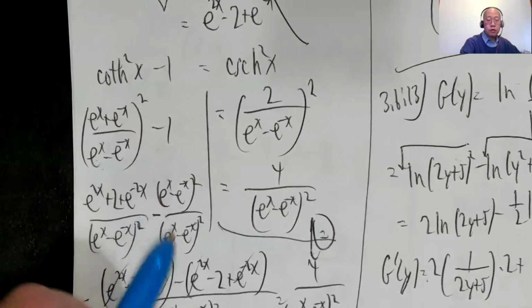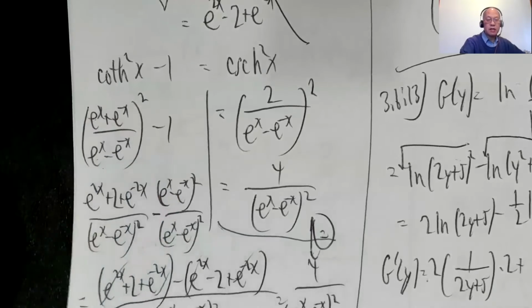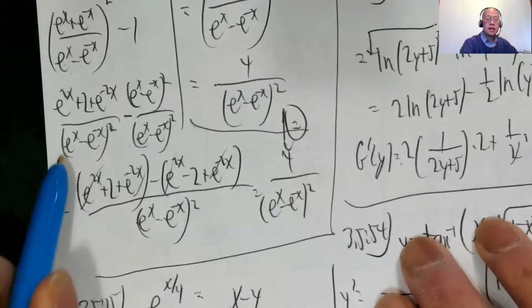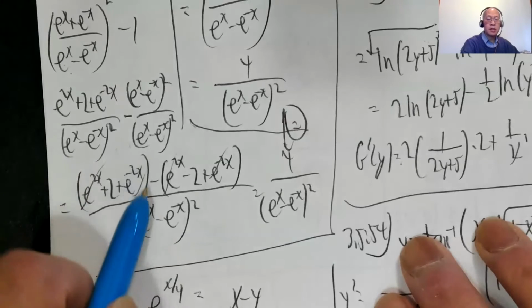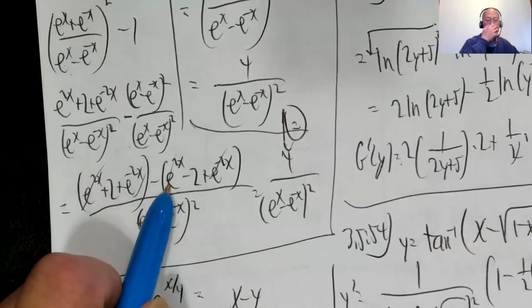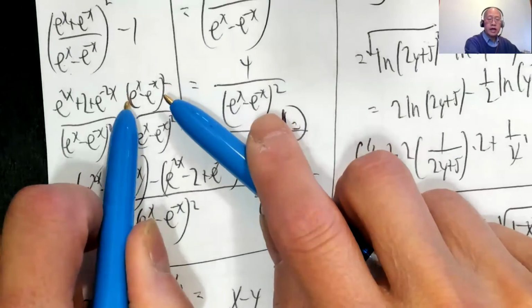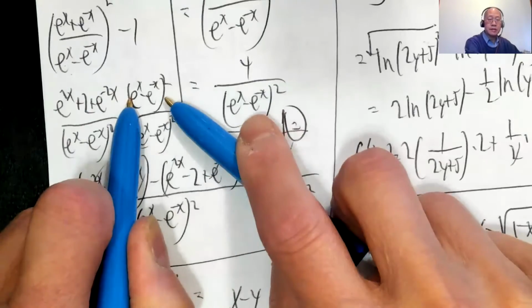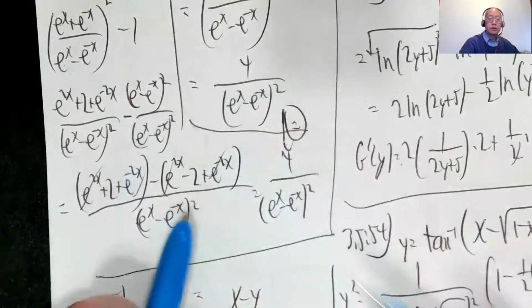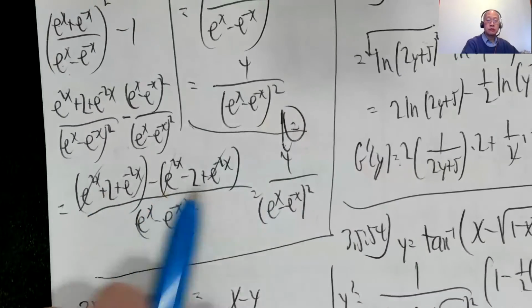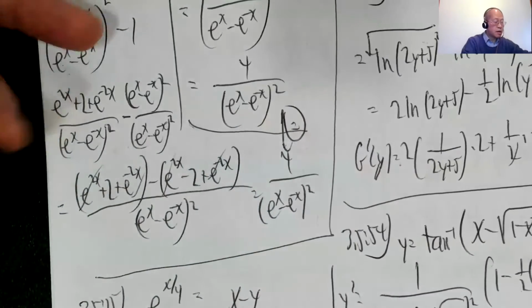This is 1 in the form of (e to the x minus e to the negative x) squared over itself, so I can get a common denominator. Okay, so this is e to the 2x plus 2 plus e to the negative 2x, minus parentheses e to the 2x minus 2 plus e to the negative 2x. Again, the 2ab term, minus 2 times that, but that times that is 1. Okay, that cancels out, 2 minus negative 2 is 4. Left-hand side matches the right-hand side.